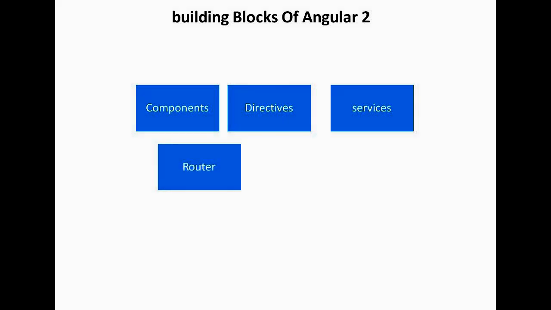Next is router. Router is the concept of navigation; it's totally related to navigation inside the application. Next is modules. A module is a collection of components, directives, services, routers, or a combination of all of that. Every Angular application contains at least one module, meaning at the root of the application there is at least one module.